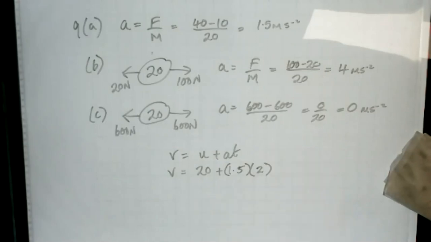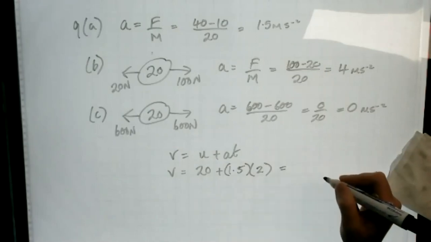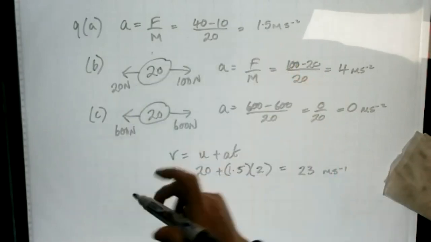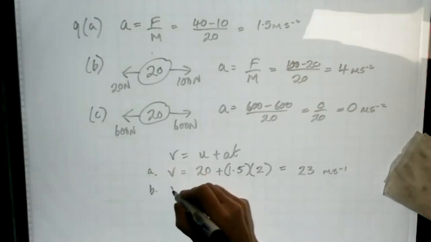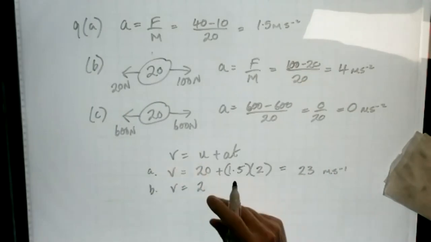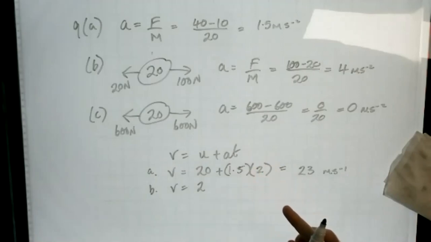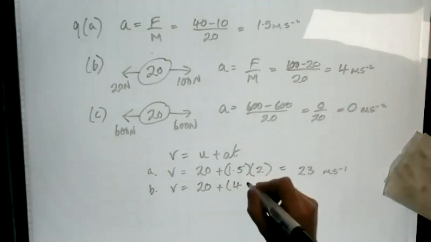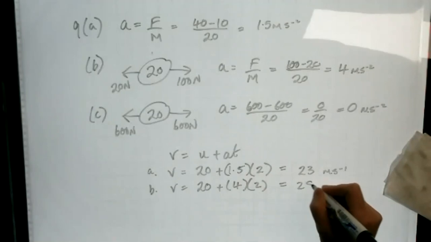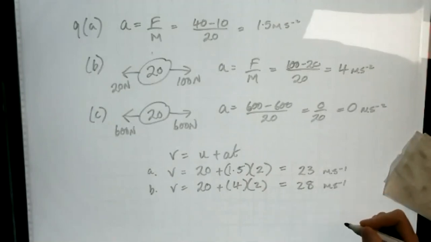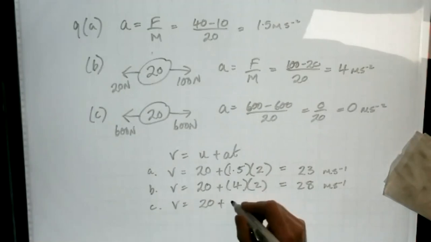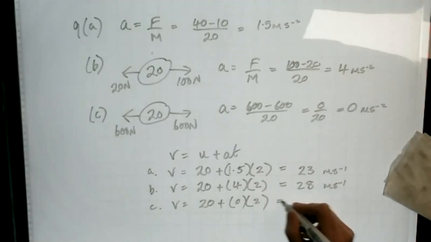In the next 2 seconds, that gives 23 meters per second for part A. For part B, the velocity is 20 plus the acceleration of 0 times the time, so it is 20 meters per second to the right, unchanged.